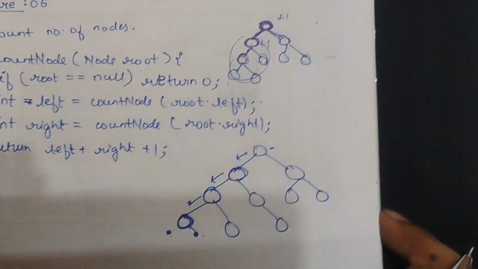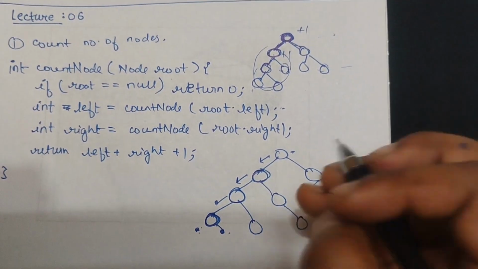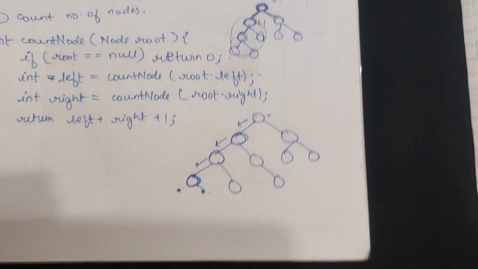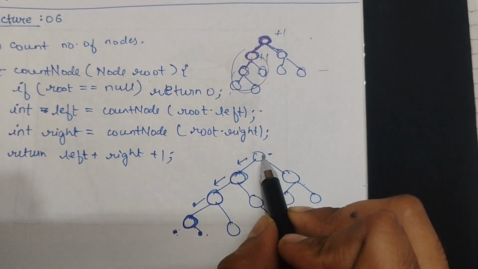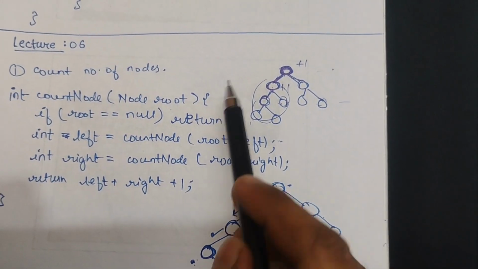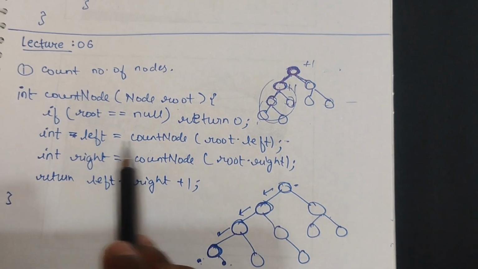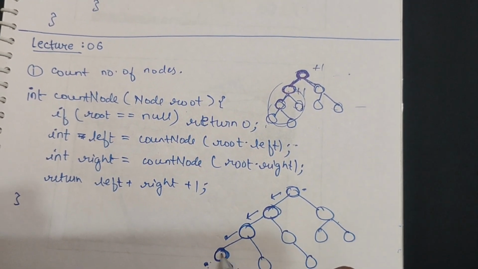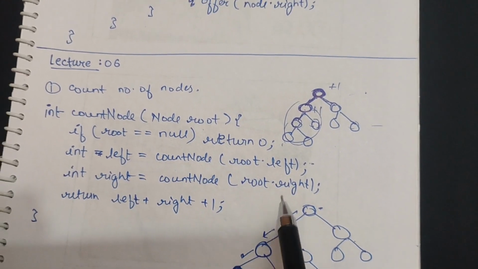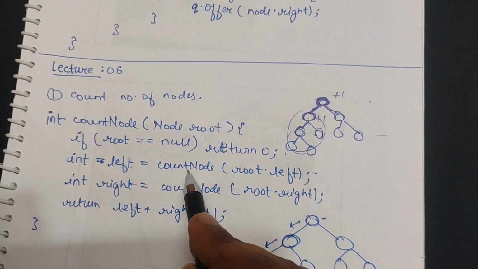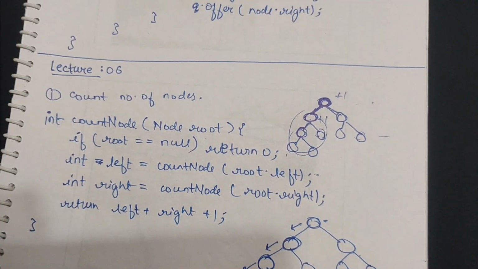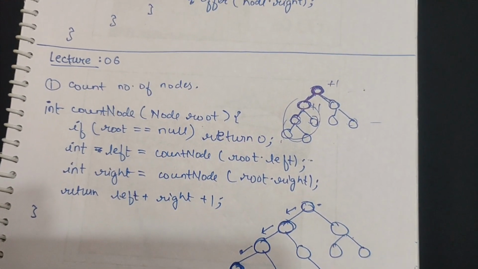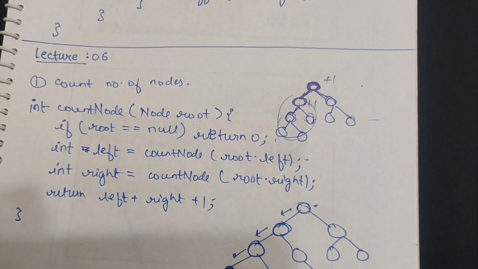I hope it is visible now. So what I was saying is that for a dry run I made a demo tree. For the recursion call, first it will hit this recursion, count left, root dot left. Similarly it will come to this node, and for this node it will again call root dot left. It comes over here and hits the base case, that the node is null, so it returns 0 to this node.